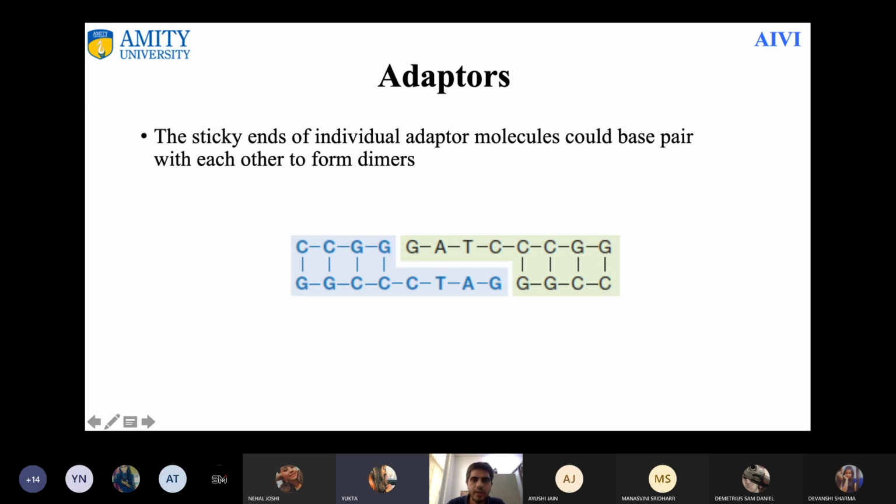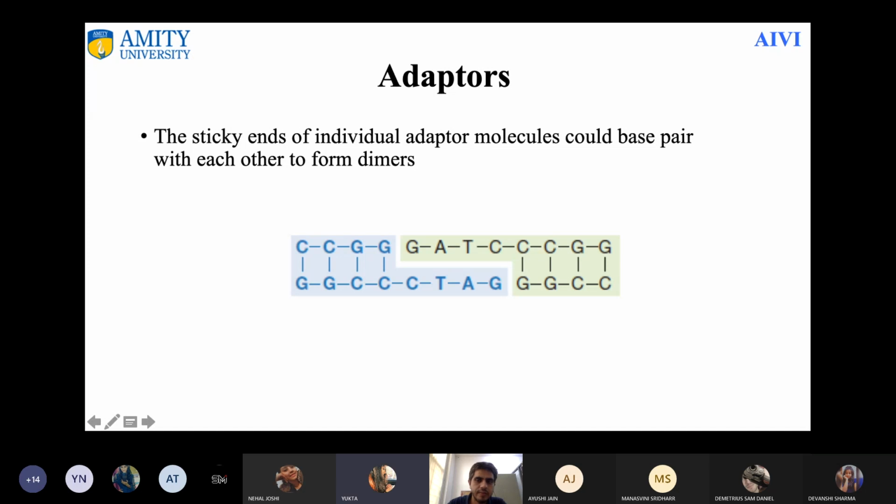Yes, Yukta. Manashri, one more thing: nowadays, we also use TA cloning. When we talk about cloning, at that time I will further explain your question, which approach is going to be better and what different approaches we are using. Yes, Yukta.